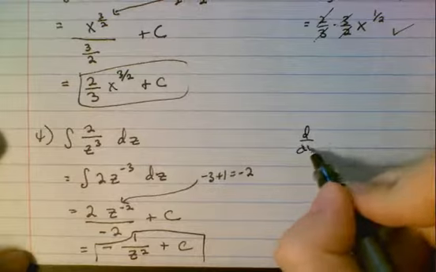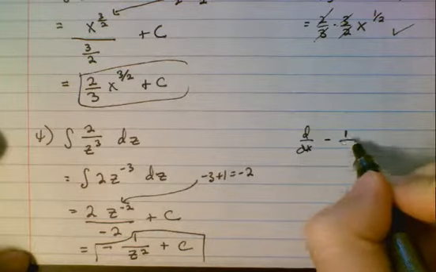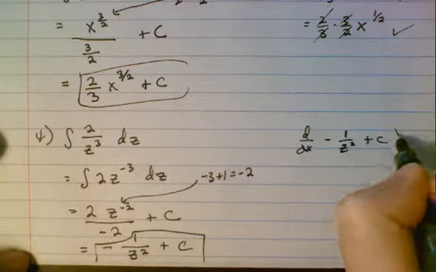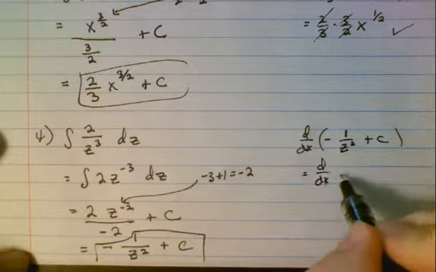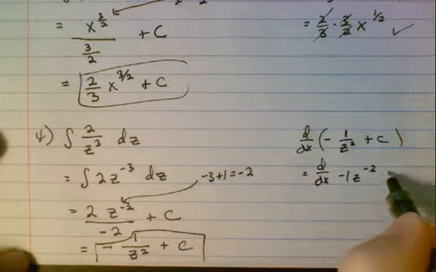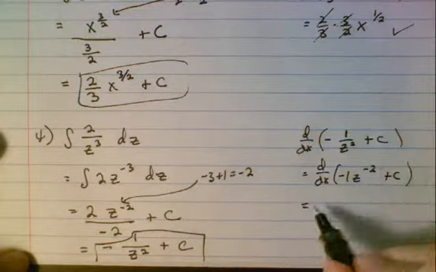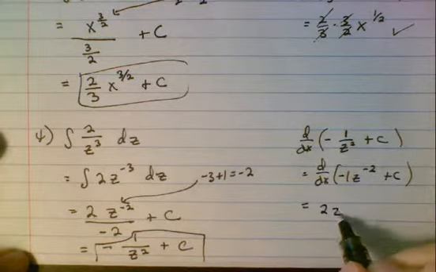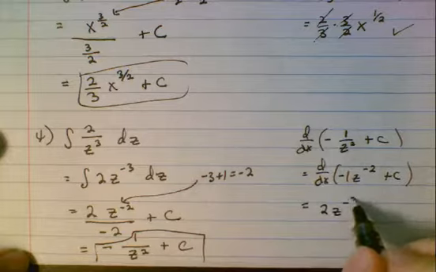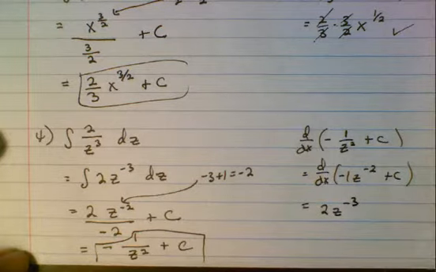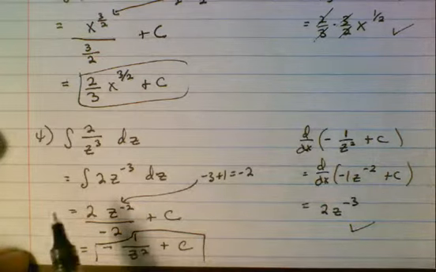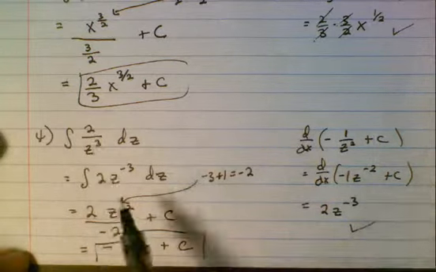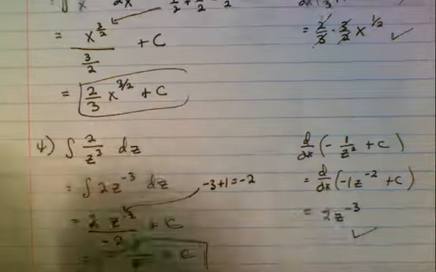When we take the derivative to check our work, this is the same as taking the derivative of negative 1 z to the negative 2. And when we do that, we bring down that negative 2. Negative 2 times negative 1 is positive 2. Subtract 1 from the exponent, that's negative 3. Derivative of c is 0. And that's the same thing we had over here. Just make sure you don't make the same error over here that you do over here, because then checking your work doesn't help you a whole lot.